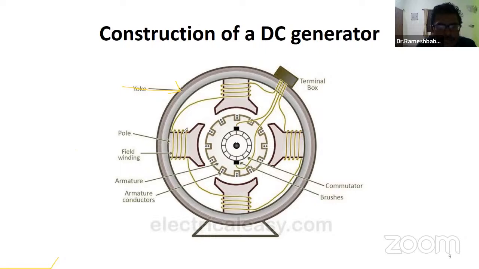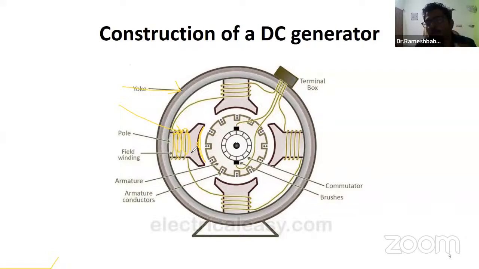Okay, this is your pole core, right? And this is your pole shoe. This is what I'm writing. This is nothing but the pole shoe, and this is nothing but the field winding. It is wound on the core, right? Pole core, pole shoe, field winding. It is made up of cast iron and cast steel material. The pole core and pole shoe are made up of cast iron and cast steel material.